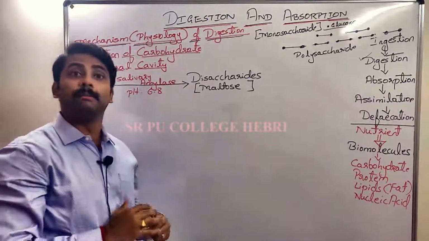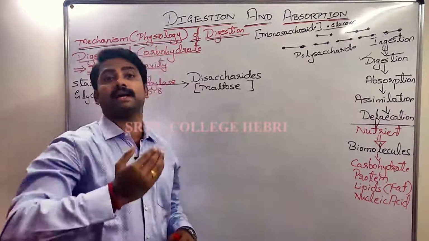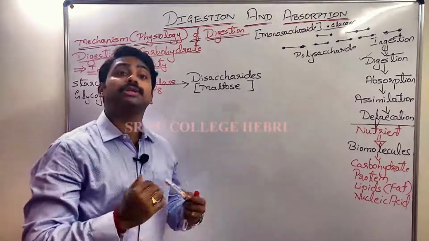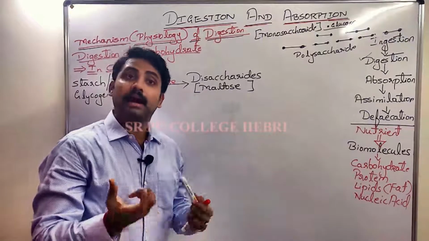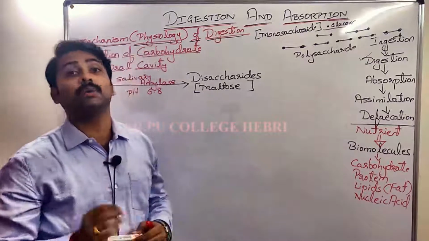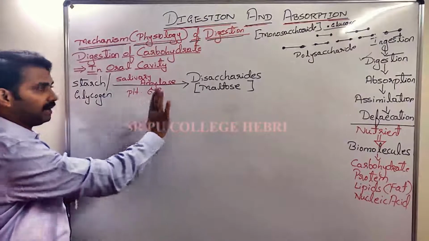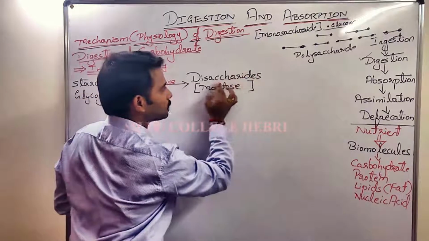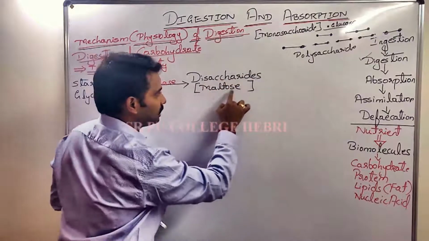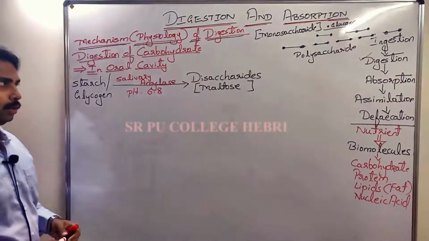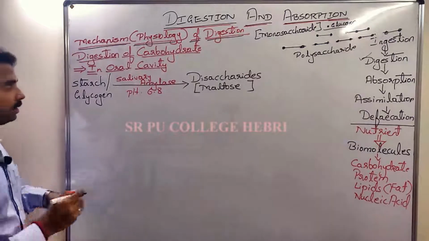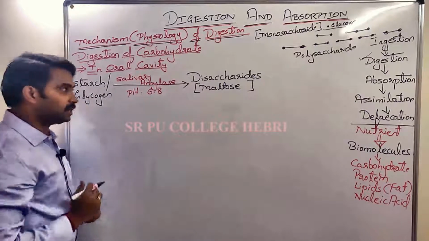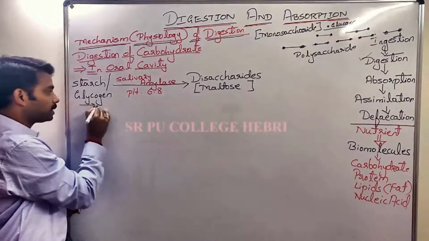If you consume milk, the milk has a disaccharide called lactose. If you eat sugarcane, jaggery, what is present in it is a disaccharide called sucrose. Anyhow, I hope it is this much clear. Salivary amylase breaks it down into large pieces called disaccharides. One such disaccharide formed is what? Maltose.